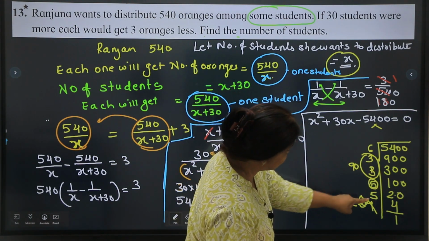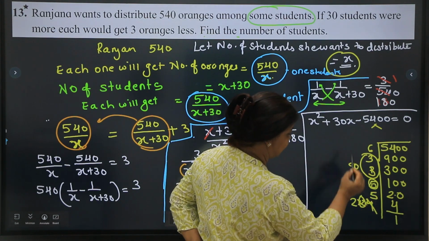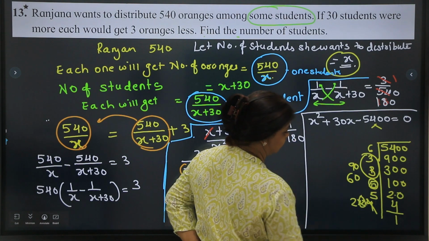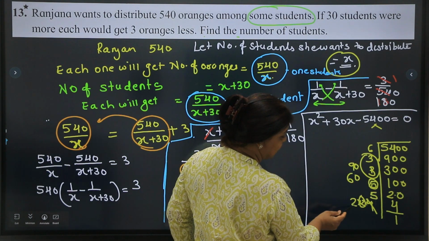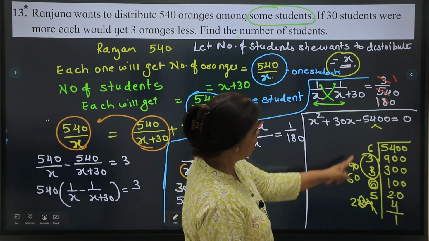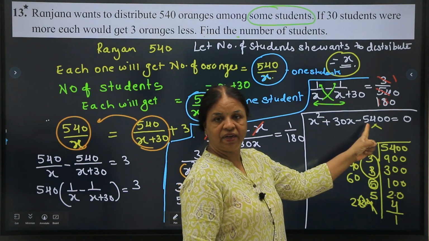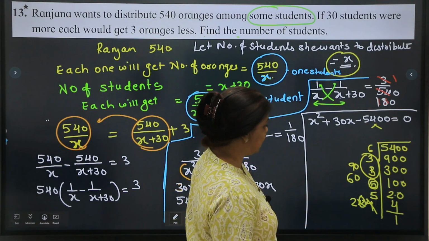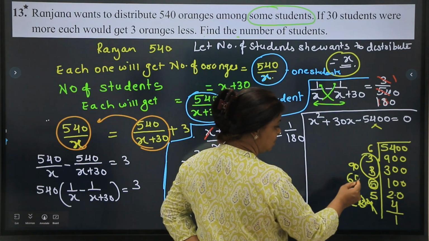So 6 5s are 30, 30 2s are 60. See, 6 5s are 30, 30 2s are 60. 90 and 60 will give me 54. 6 9s are 54. Clear? But I want 30 here. So 90 minus 60 will give me 30. So I can use this number.